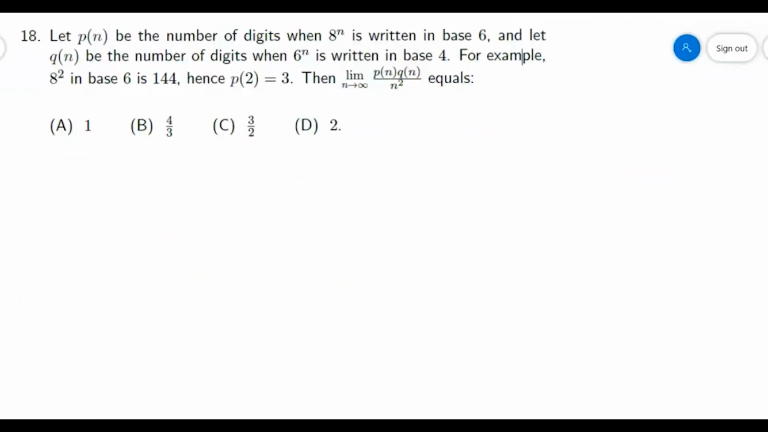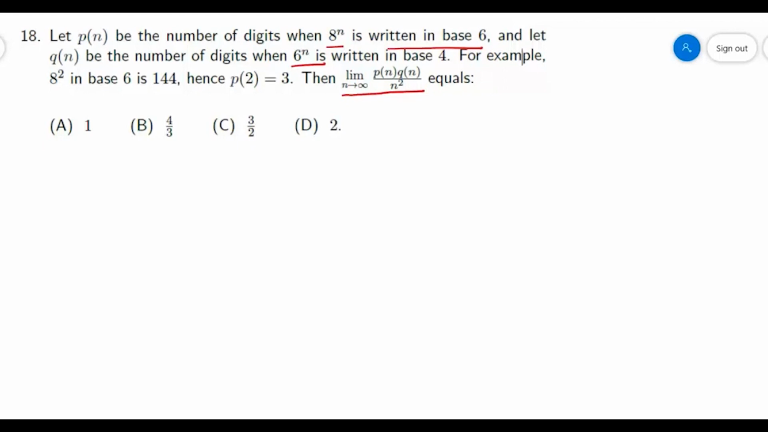Now question number 18 says let P_n be the number of digits when 8 to the power n is written in base 6 and let Q_n be the number of digits when 6 to the power n is written in base 4. We'll need to find this limit, which is the limit as n tends to infinity of P_n Q_n upon n square.